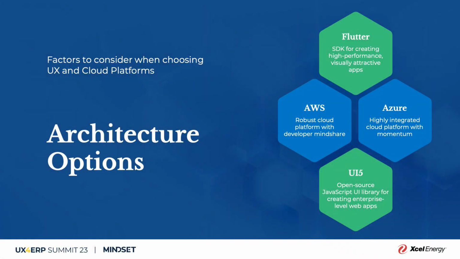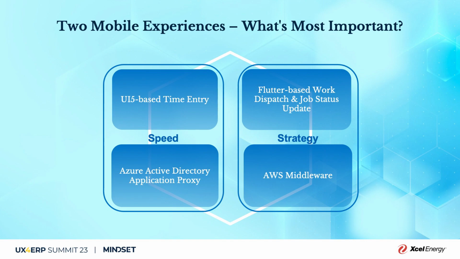So, Joe, you want to talk about the architecture piece? Sure. So as I mentioned, we were dealing with really a catalog of capabilities. Part of it centered on AWS, part of it centered on Azure, and particularly Azure Active Directory. And from a UX perspective, of course, UI5 and Google Flutter. And really the things that drove those kinds of decisions came down to what was the priority for a particular thing.